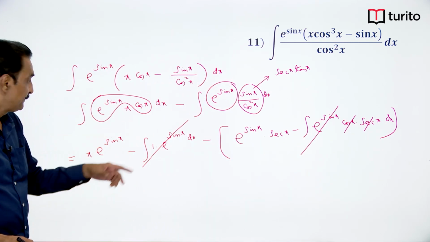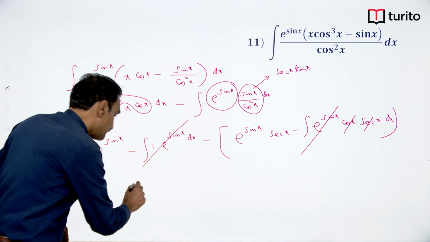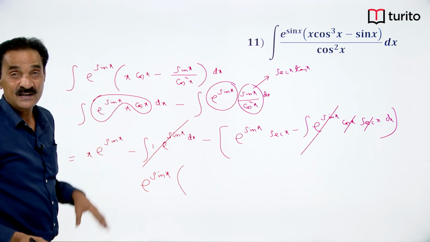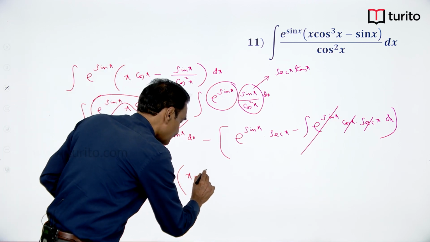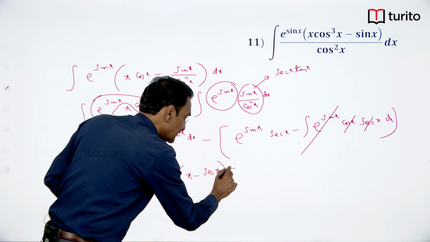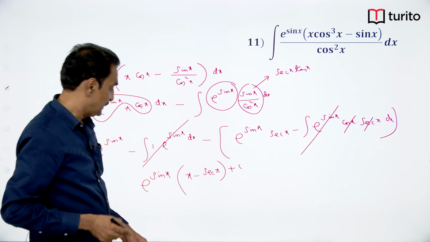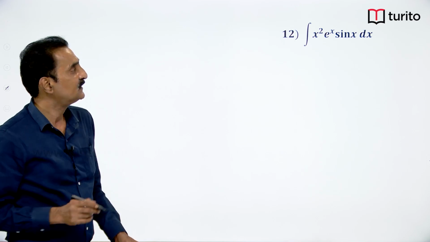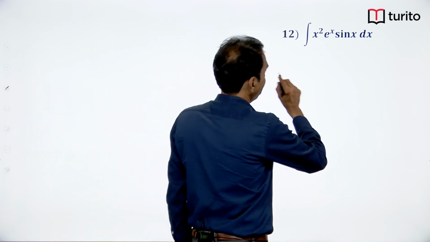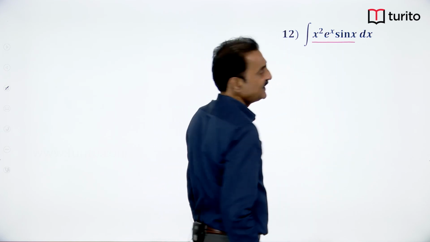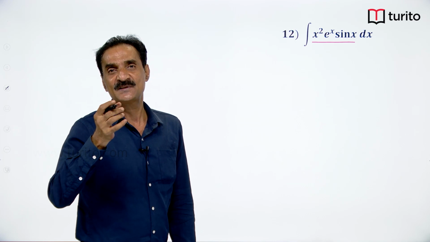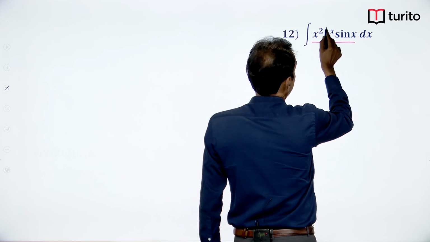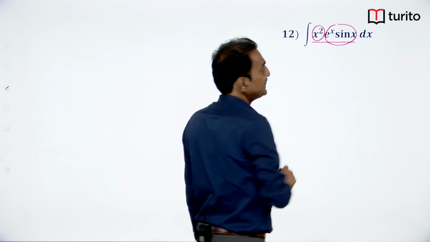So what is the answer? Taking e power sin x common, e power sin x into x minus secant x plus c. Okay. And I will just explain the method for the next two questions. Here x square into e power x sin x is there. For integral of e power x sin x, we have a direct formula, e power ax into sin bx formula. So take x square as first function, e power x into sin x as second function and try.